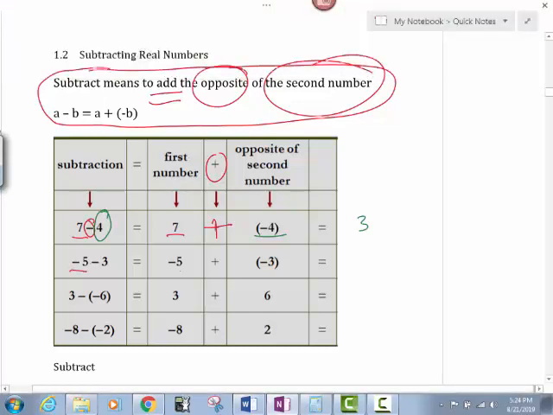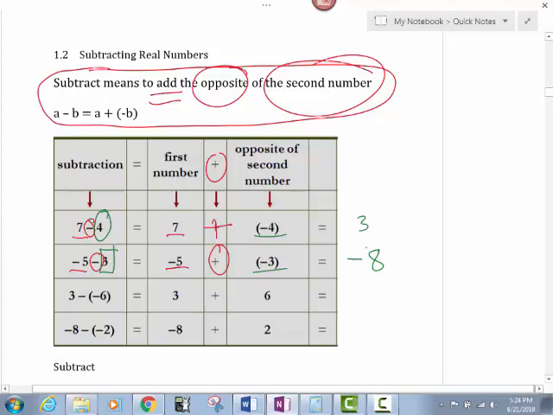The first number never changes, okay? So it's still a negative 5. We're going to change the subtraction sign to an addition. There we go. Then I'm going to take the second number. The second number here is the number 3. It's a positive 3. Well, the opposite of a positive 3 is a negative 3. If I owe you $5 and I borrow another 3, now I owe you a total of 8. Okay.